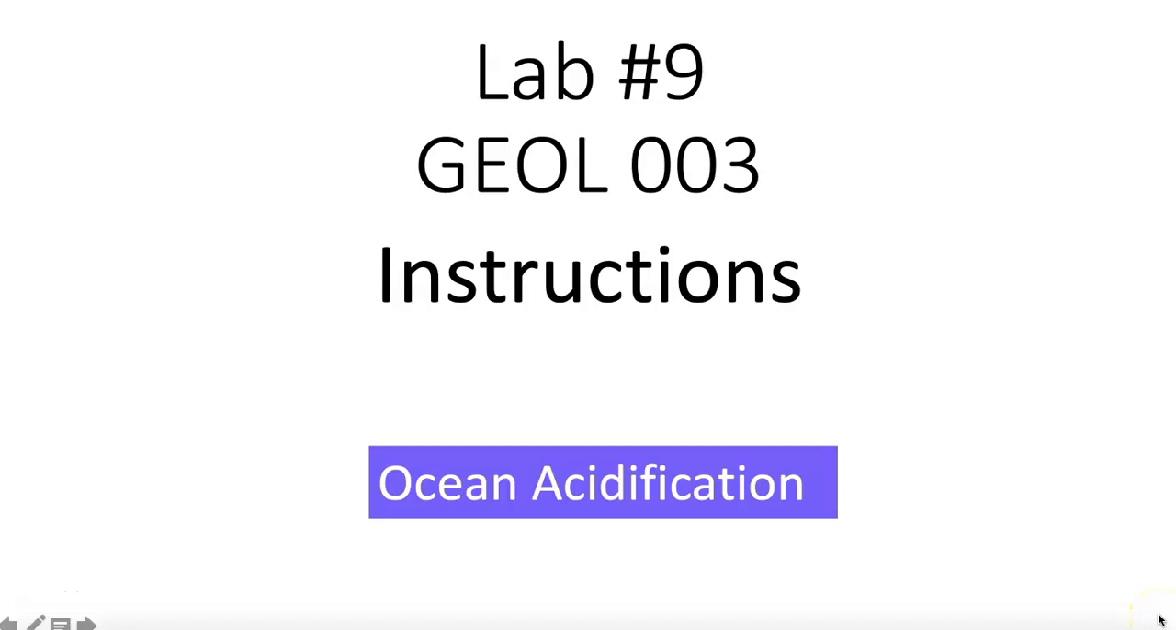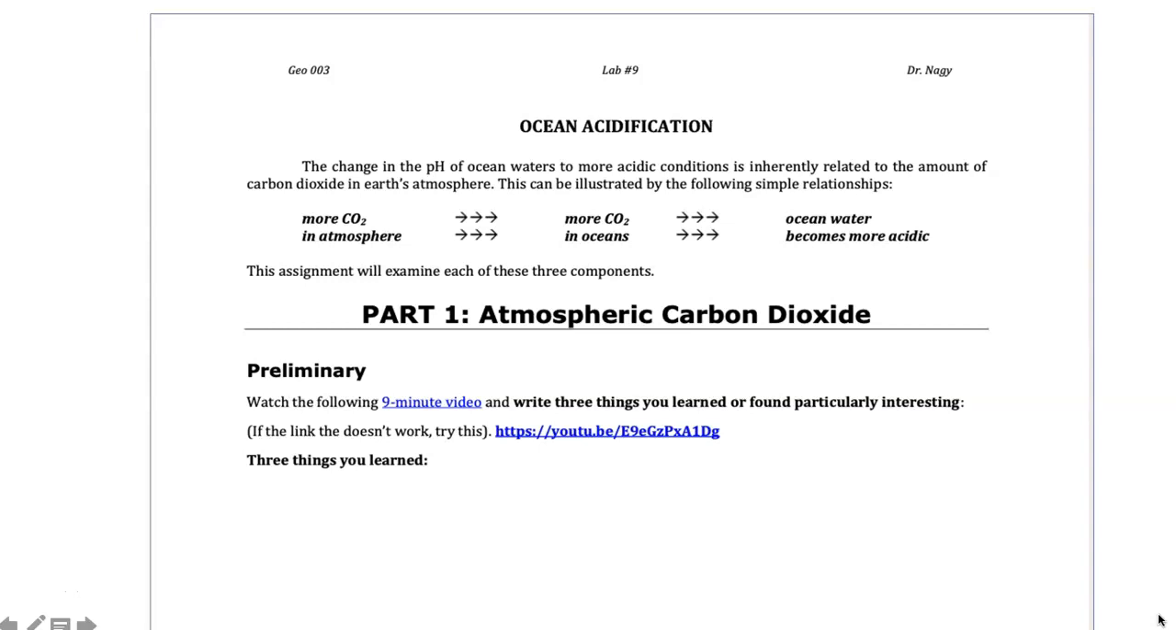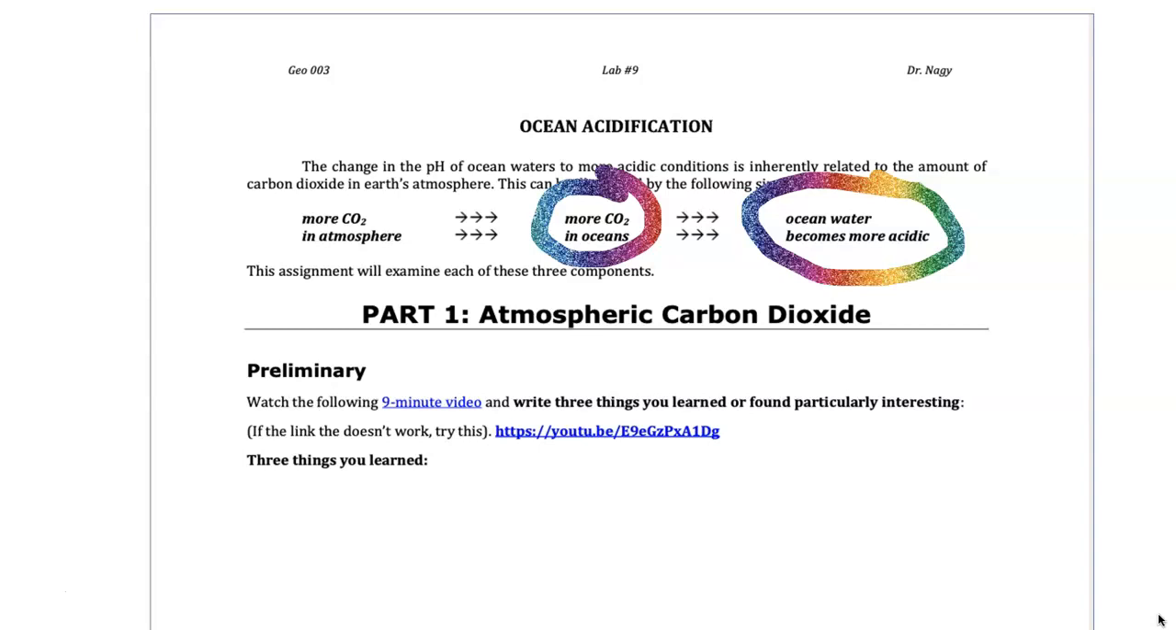This video will help you with Lab 9, Ocean Acidification. The top part of the very first page shows you the whole idea behind this lab. The ocean is becoming more acidic. And the reason the ocean is becoming more acidic is because there's more carbon dioxide in the oceans. The presence of carbon dioxide lowers the pH of the ocean. And the reason the ocean has more carbon dioxide is because the atmosphere has more carbon dioxide. That atmospheric carbon dioxide is going into the ocean.